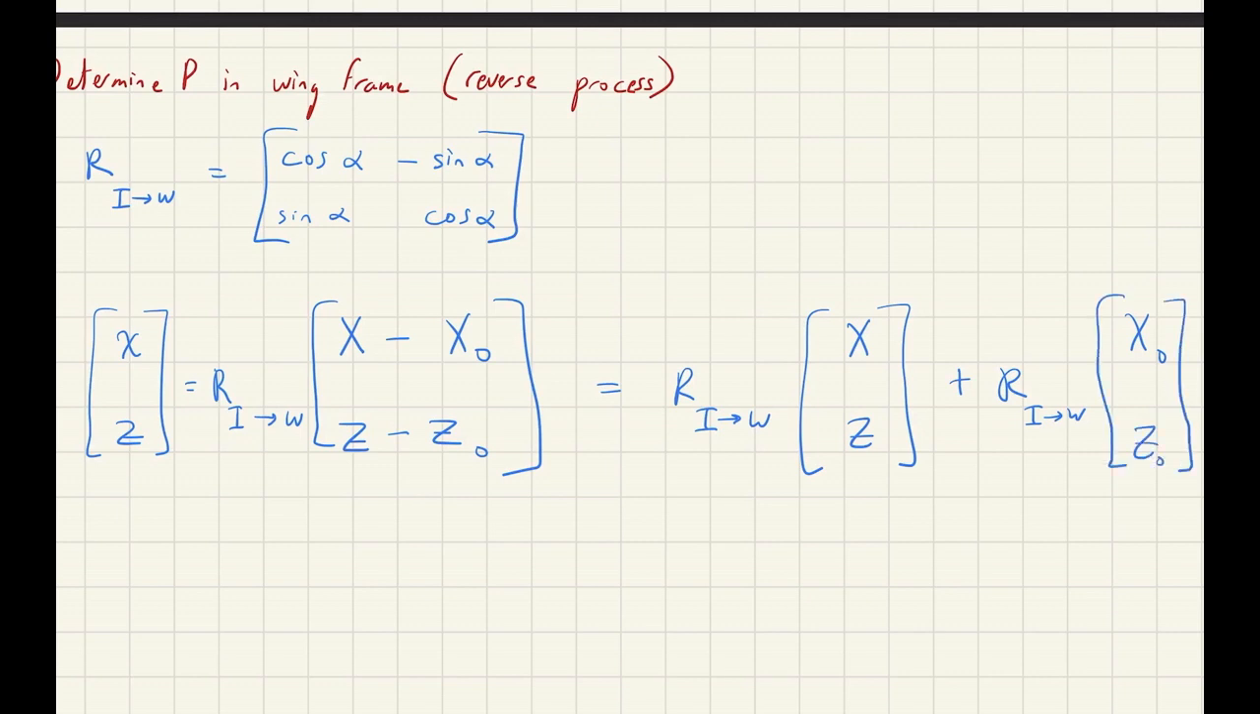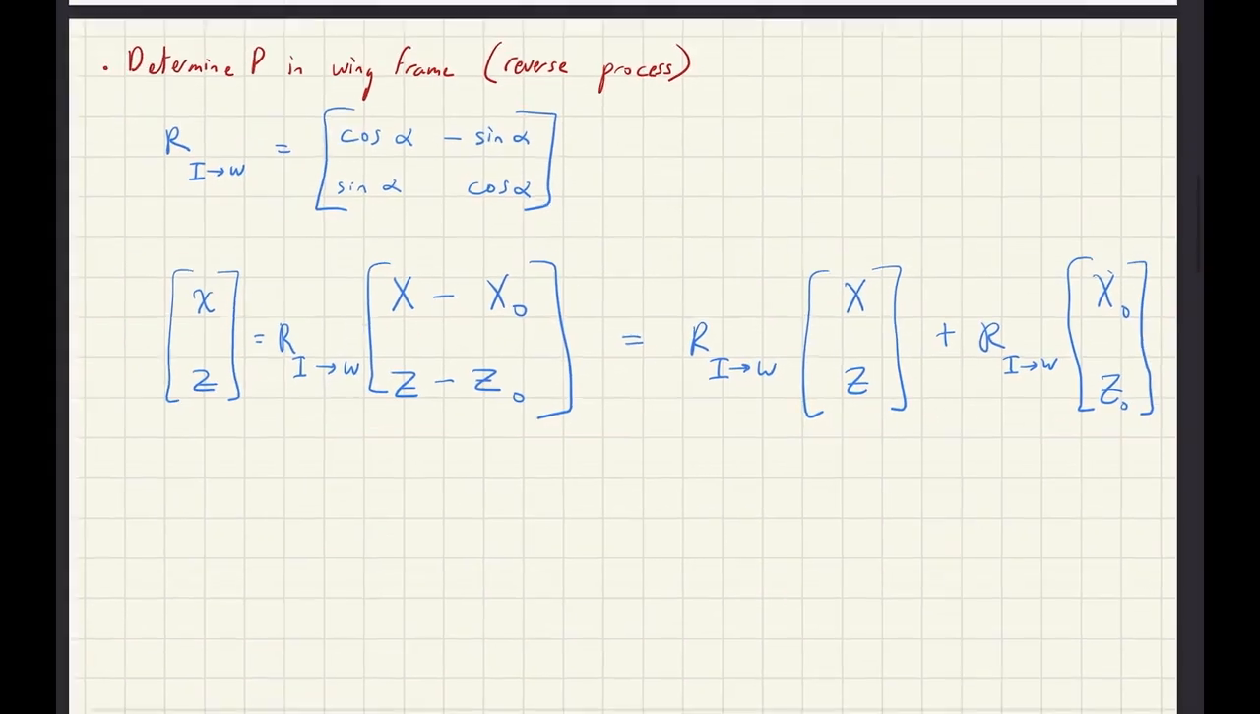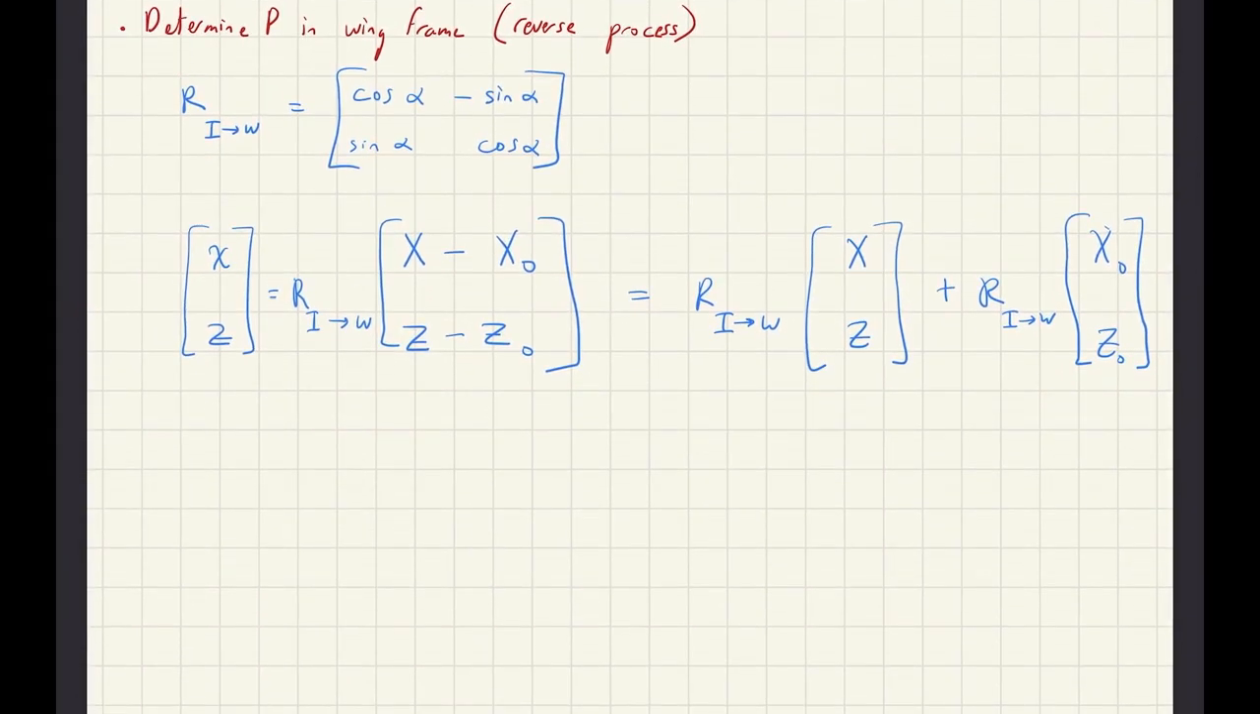All right, where x and z are functions of time, x naught, z naught is also a function of time, and the rotation matrix is a function of time if we have a pitching maneuver. So let's try to get the time derivative of this expression.